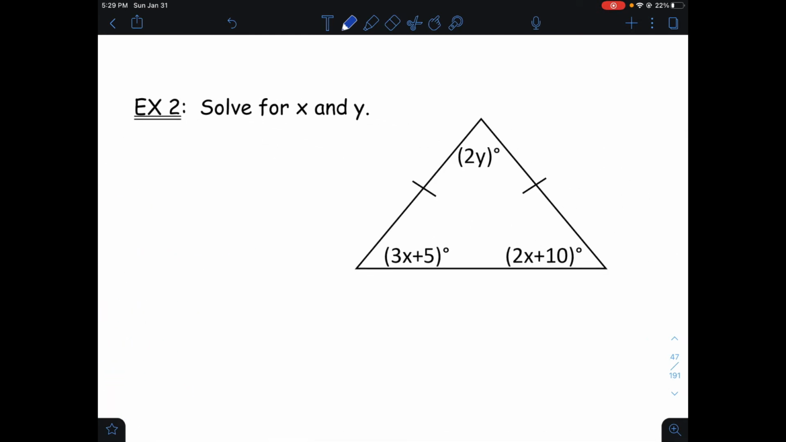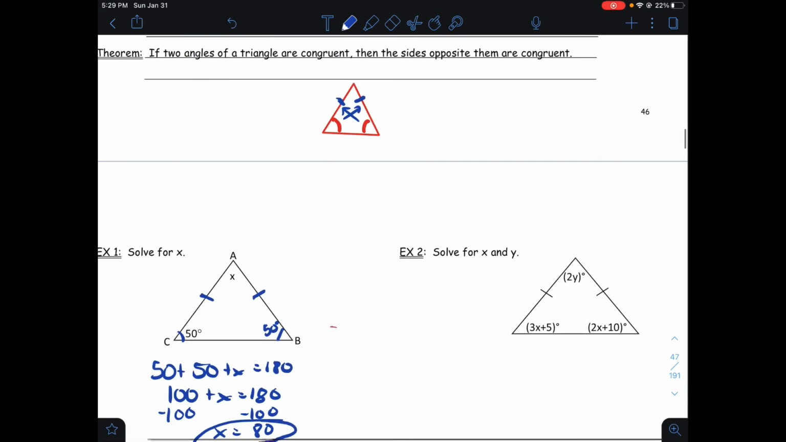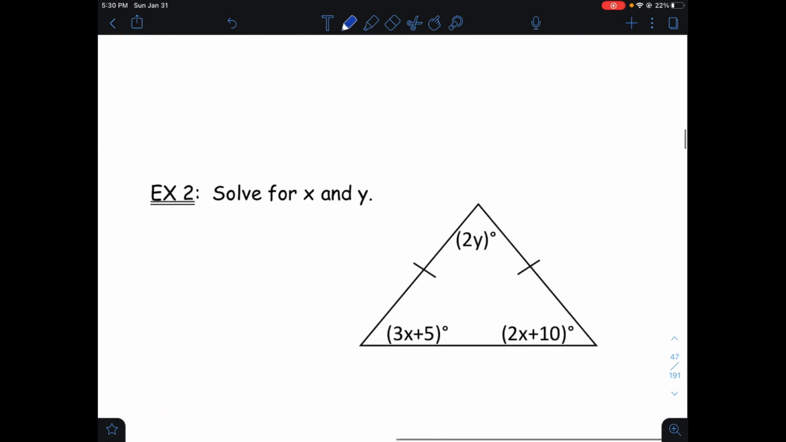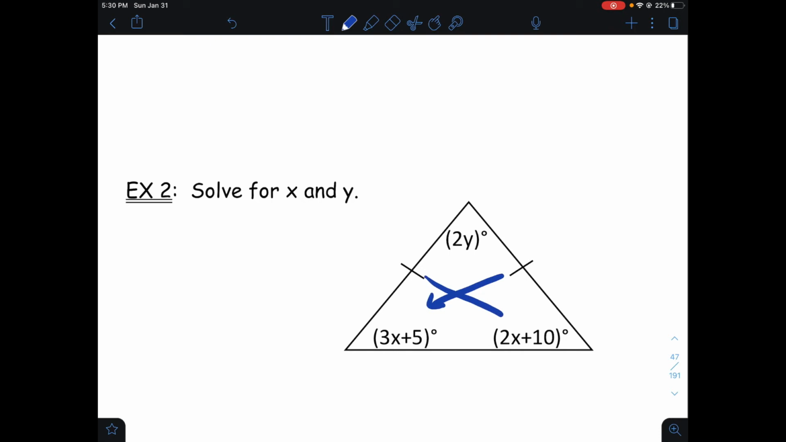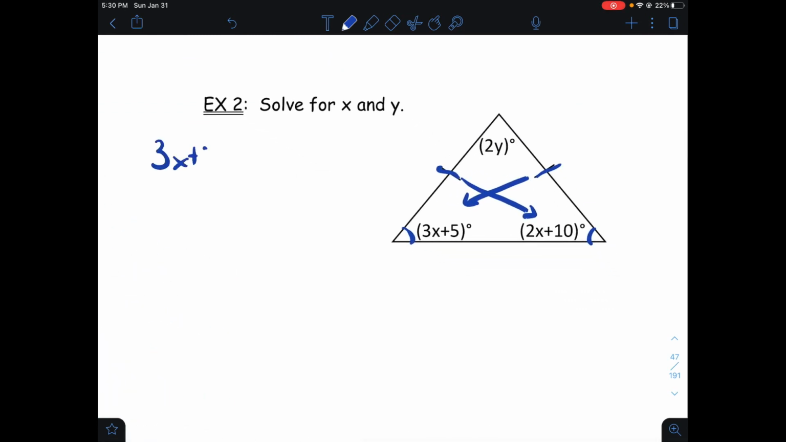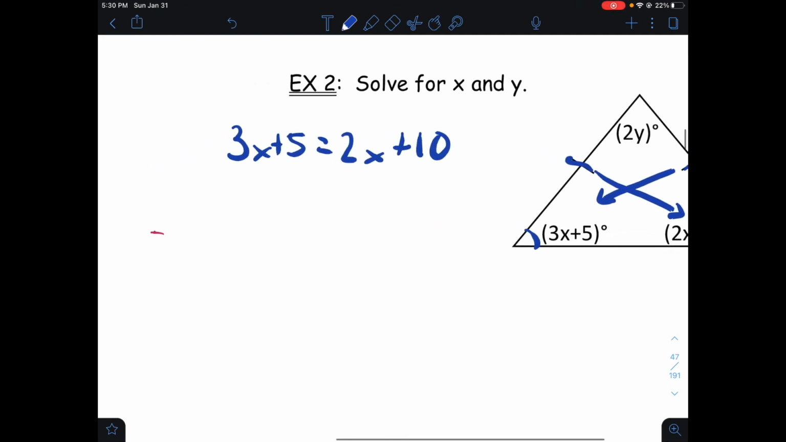All right, let's try the next one. It says solve for x and y. Ooh, so there's a lot of stuff we need to solve for here. But we could go ahead and use some of our theorems here to solve for these variables. So again, we're going to go back to this theorem where it says if two sides are congruent, then the angles opposite them are congruent. So that means that these two angles here are going to be congruent because these two sides are congruent. So that means that we can set them equal to each other. So we can say 3x plus 5 equals 2x plus 10. And now we just need to solve. So go ahead and solve that for me.